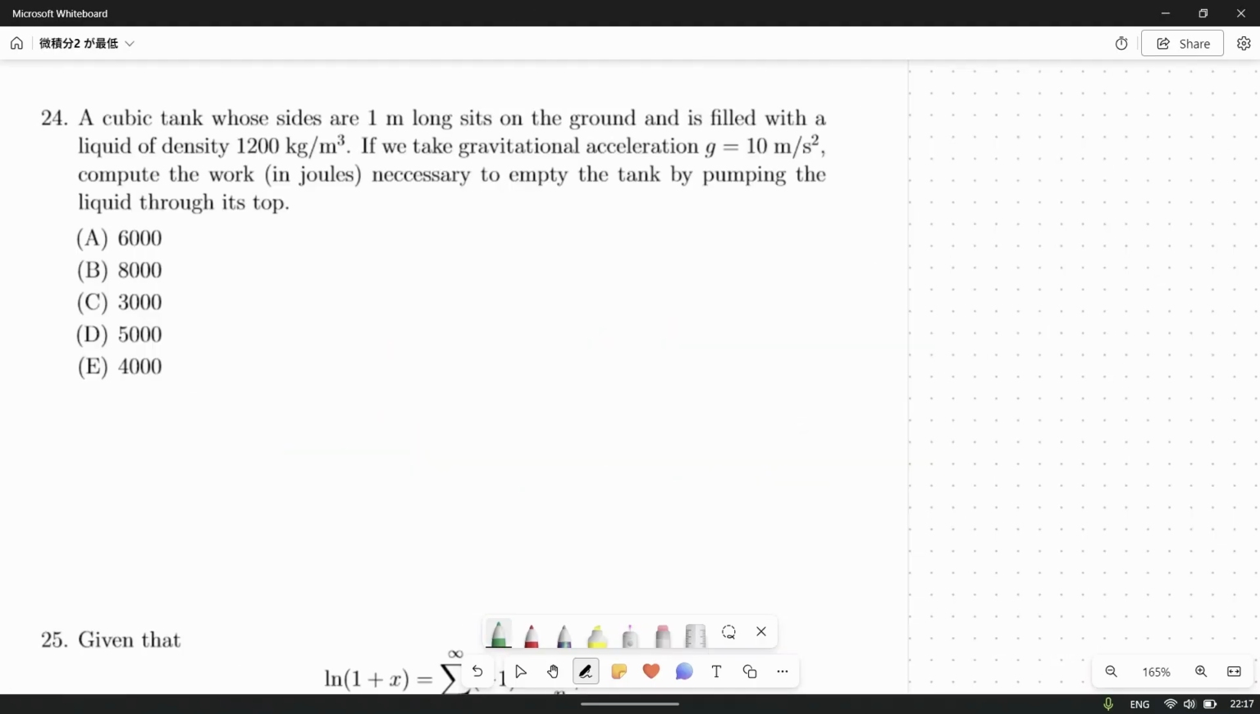All right, so in this question, we're going to be dealing with some physical applications. So this is going to be a little interesting. This question is also going to gauge how well you understand physics too. A cubic tank, we're given a cubic tank whose sides are 1 meter long, and it sits on the ground and is filled with a liquid of density 1200 kilograms per cubic meter. If we take the gravitational acceleration g to be equal to 10 meters per second squared, compute the work in joules necessary to empty the tank by pumping the liquid through its top.